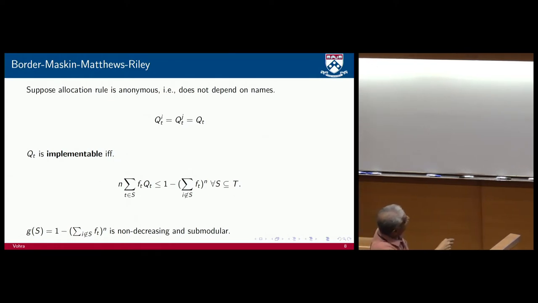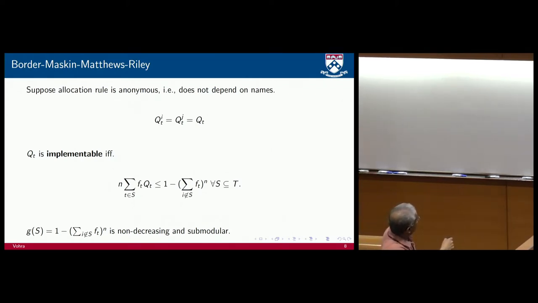Okay, we have something going for us. This object on the right-hand side, if you treat it as a real-valued function of the subset S, has two nice properties. It is non-decreasing in the sense that if S is a subset of T, G of S is less than or equal to G of T. And the other crucial property is that it is submodular. Okay?